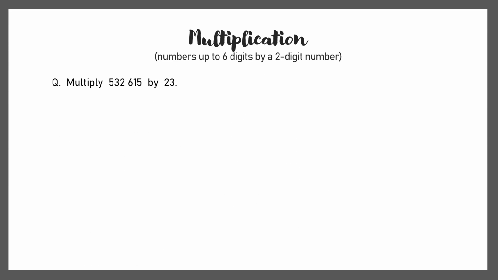Okay, so now we will do multiplication by a two-digit number. We have to multiply this number by 23. So let's start. Okay, so we write the number here, 532615, and we have to multiply with 23, so we'll write 23 here to the right side.